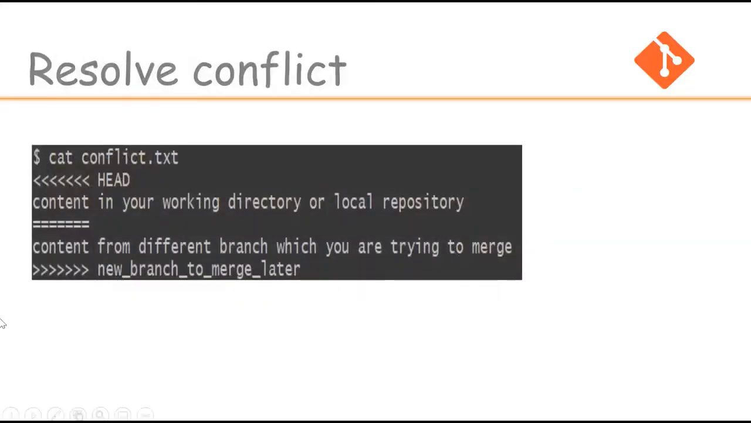Right, so resolving conflict. We have already seen how to resolve the conflict. The content between two branches will be separated by these equal to symbols, and we will have this less than and greater than symbol, which you can refer to see which changes are from which branch.